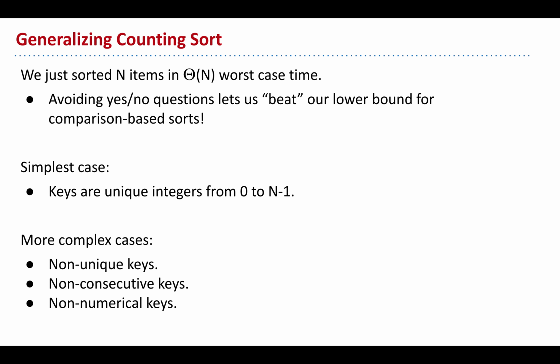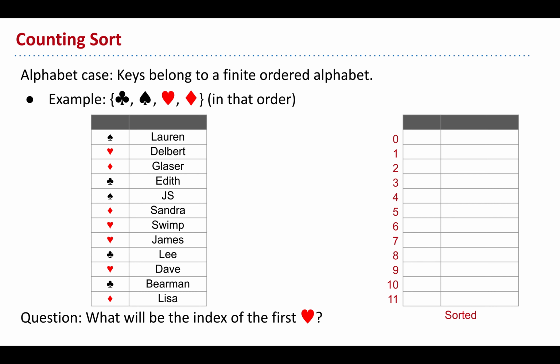So if we have other cases where we have keys that aren't unique, keys that aren't consecutive, or keys that aren't even numbers, how do we put things into that array, right? So let's talk about it. Here is an idea of how counting sort, this idea that we just tried, can be expanded. Let's say that we have an alphabet, right?